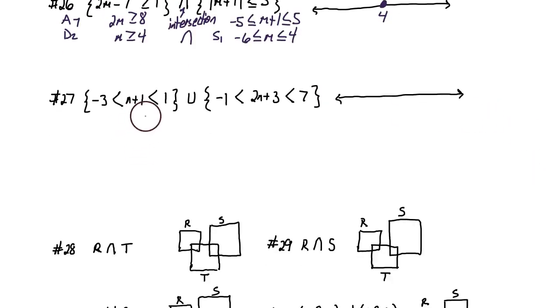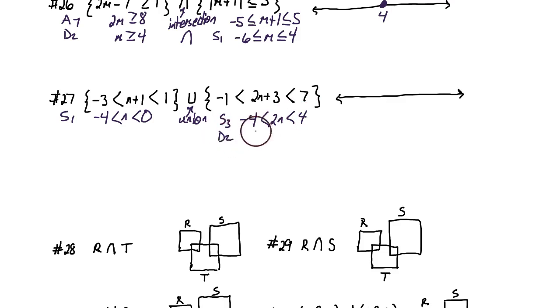Number 27. This time we want to graph the union of the solutions. So all the solutions that work here, along with all the solutions that work here. For this first one, let's subtract 1. We get -4 is less than n is less than 0. For this one over here, let's subtract 3. We get -4 is less than 2n is less than 4. And then divide by 2. We get -2 is less than n is less than 2.